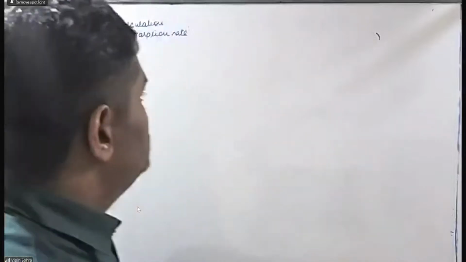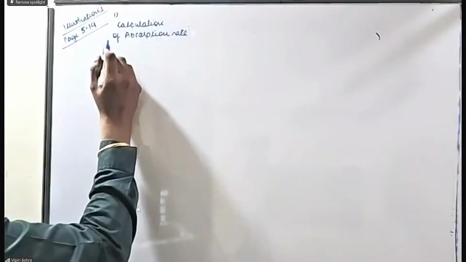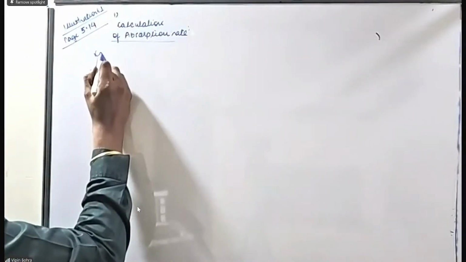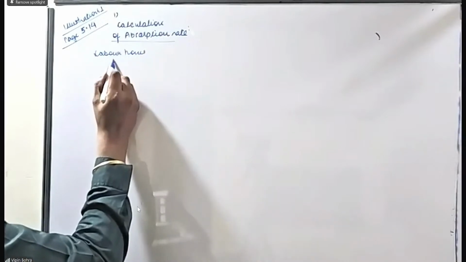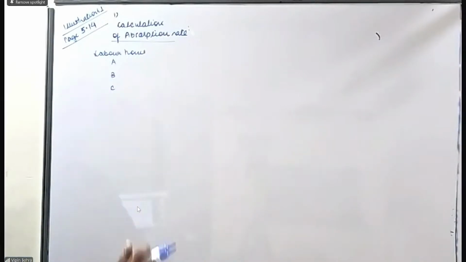Now, total overheads we have, that is 99,450 divided by basis of absorption. That is what we call as labor hours in this question. Now we don't have the total labor hours. We have to calculate the total labor hours. So we can easily calculate the labor hours for A, B, and C.